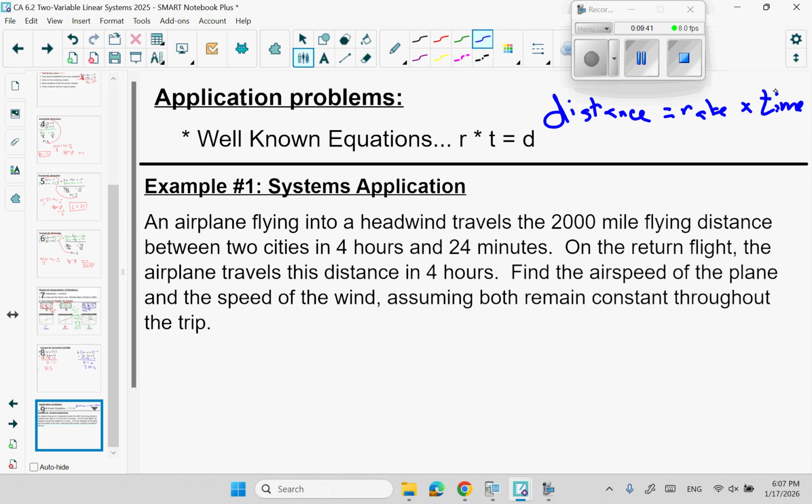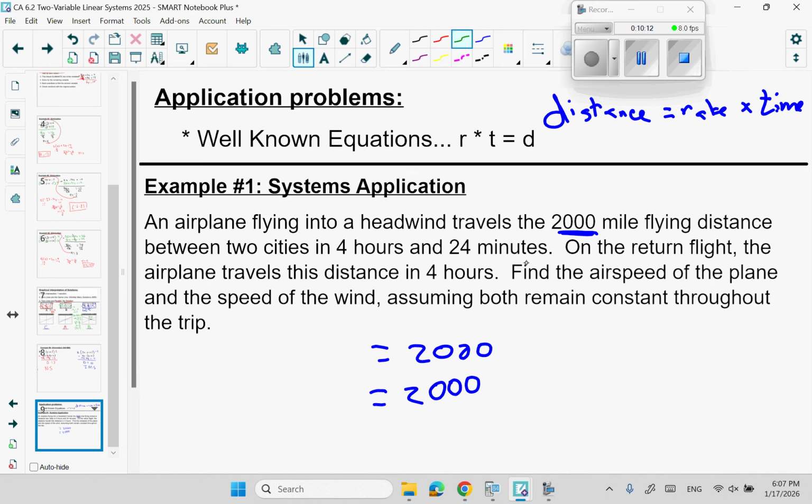So, an airplane is flying into a headwind, traveling a 2,000-mile distance between the two cities in 4 hours and 24 minutes. On the return flight, the airplane travels the same distance in 4 hours. Find the airspeed of the plane and the speed of the wind, assuming both remain constant throughout the trip. So, I should know that no matter what, both of them are traveling 2,000 miles. So, both equations should end in 2,000.